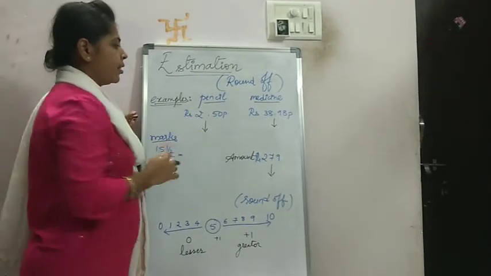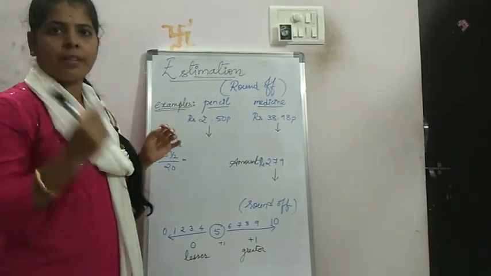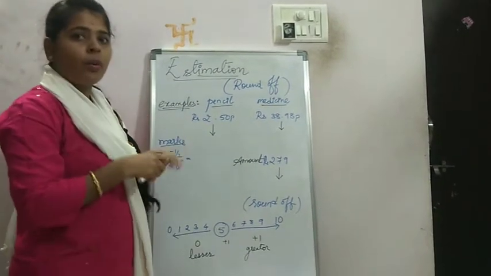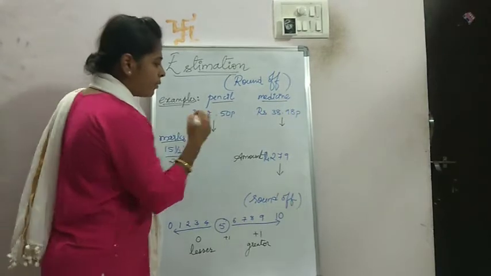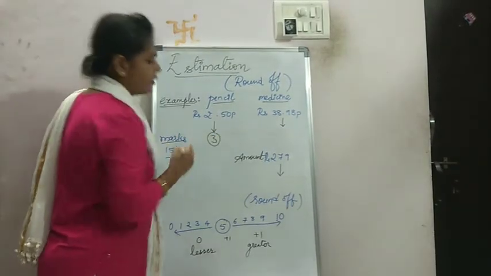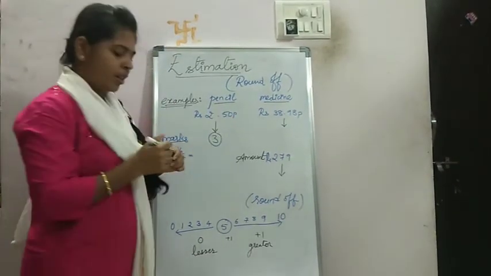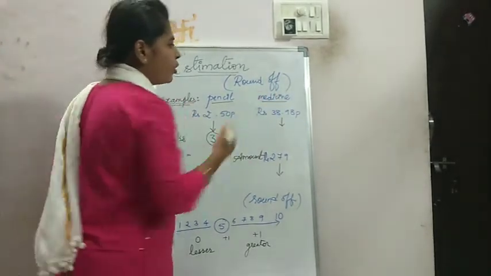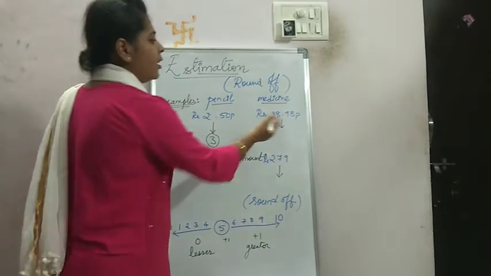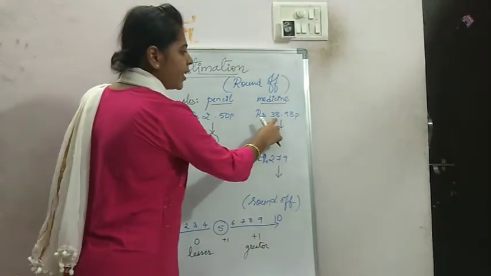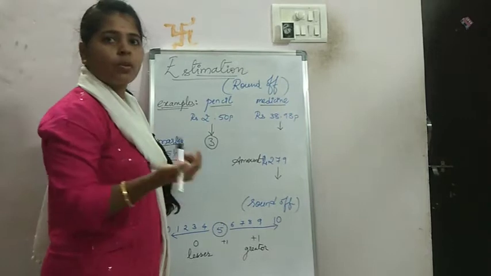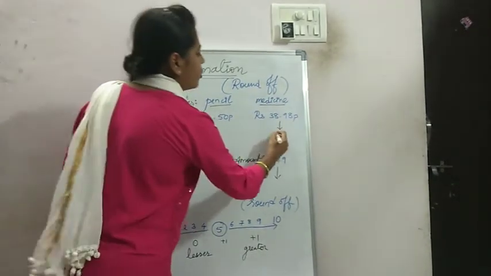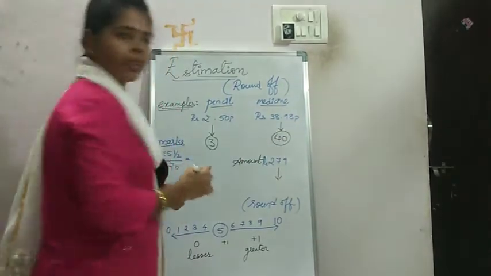Examples like a pencil. You'll go to a shop and purchase a pencil. The cost of the pencil will be 2 rupees 50 paise, but what the shopkeeper will take from you is 3 rupees, because change is not given there, right? For example, if you go to a medical store and buy a medicine, the cost will be 38 rupees and 98 paise. You may round it to 39, but you will pay 40 rupees.